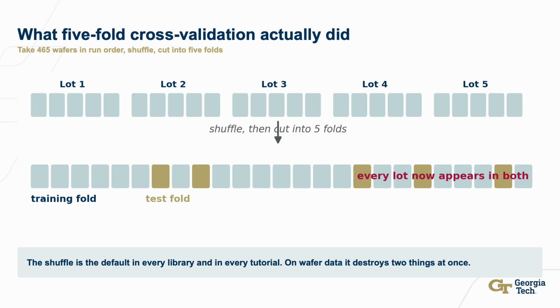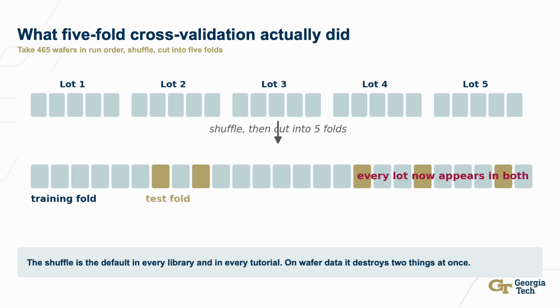Here is the result. Blue is training, gold is test. Look along the row. Wafers from lot 1 are in the training fold and in the test fold. Wafers from lot 5 are in both. Every lot now appears on both sides of the split and the run order is gone entirely. A wafer from the end of the year sits next to a wafer from the beginning.